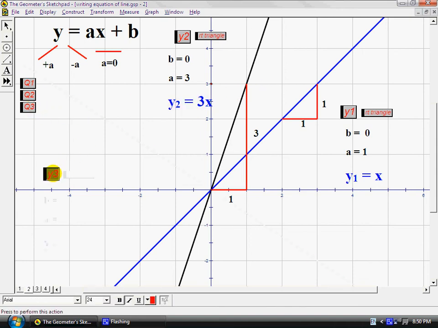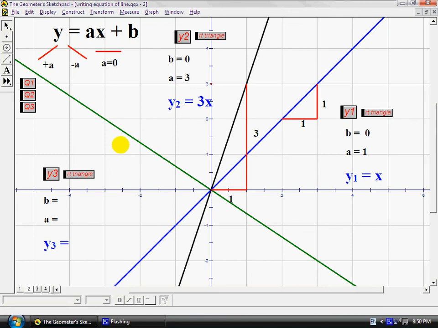For the last example, we have y sub 3. Now look at the graph. This graph is inclined in this direction, which tells us that the slope must be negative. Evidently this graph passes through the y-axis at 0 again, and therefore b, or the y-intercept, is 0. Now for the slope again, we will form a right triangle there.